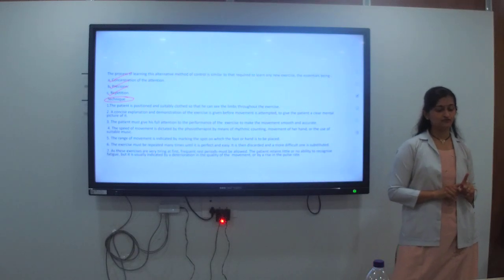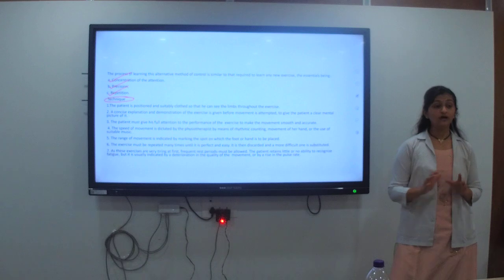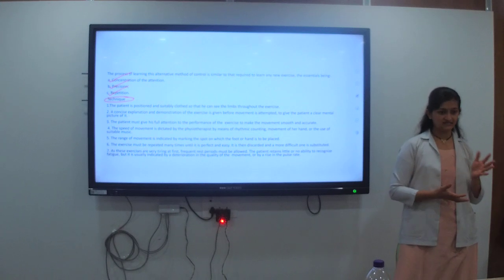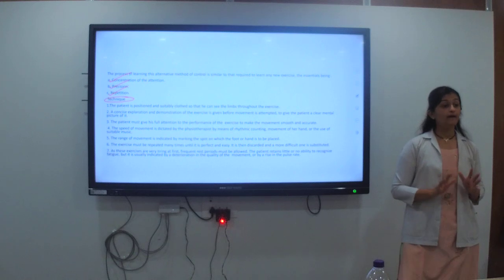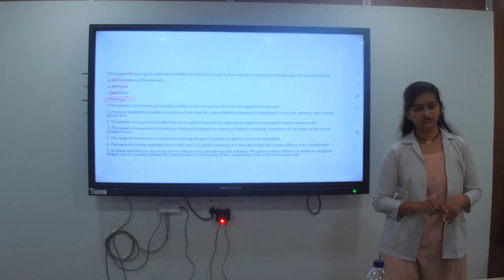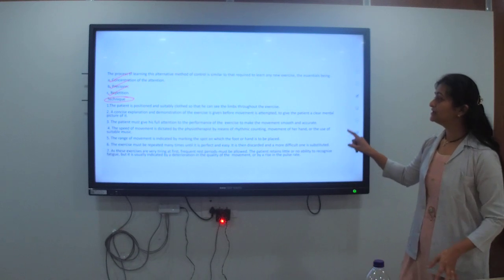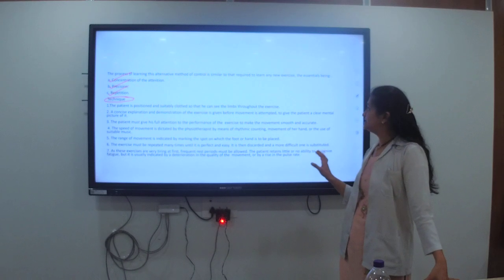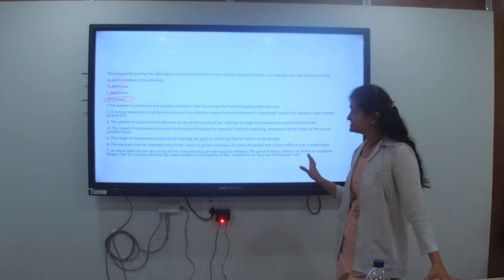First thing you have to do is ask the patient to expose the part, like the hand or limb, wherever you are going to give the exercise. Why? Because the movement should be visible to the patient. So the first technique is: the patient is positioned suitably and close so that he can see the limb throughout the exercise.